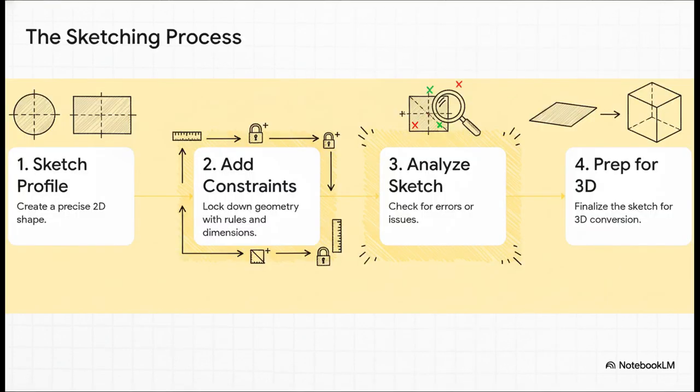And the process is very methodical. First, you draw the basic 2D shape. Then, and this is key, you lock it down with precise dimensions and what are called constraints, which are basically just rules that define how everything connects. The software even helps you find errors. Once it's perfect, it's ready for the next dimension.